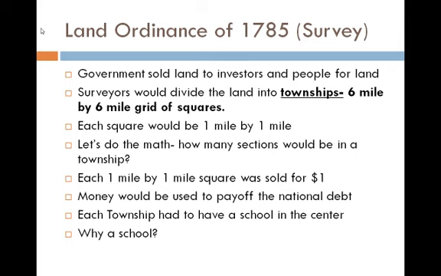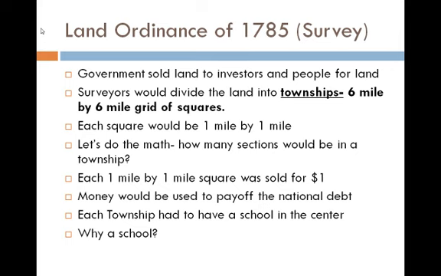On top of that, the money would be used to pay off the national debt. This is where I think that the idea of selling the land was brilliant on the part of the Articles of Confederation, because they didn't have to spend any money developing it. They also could use that money to pay back the national debt from the Revolutionary War.